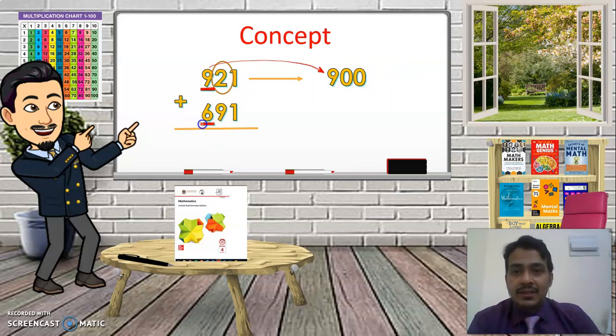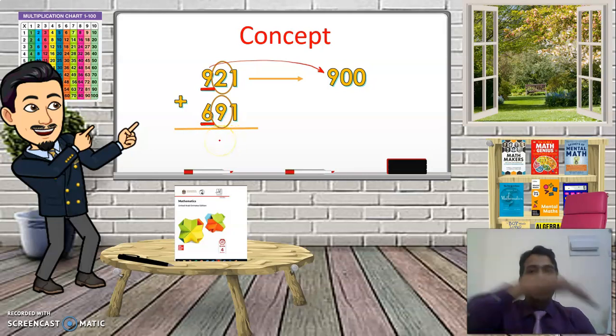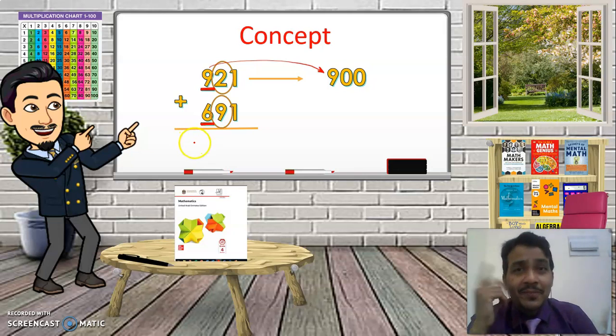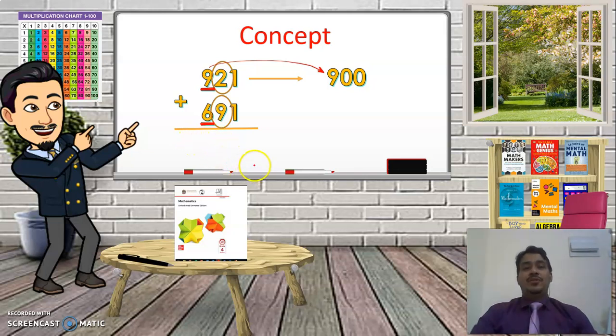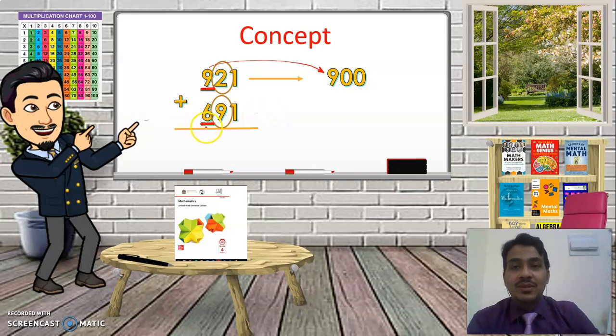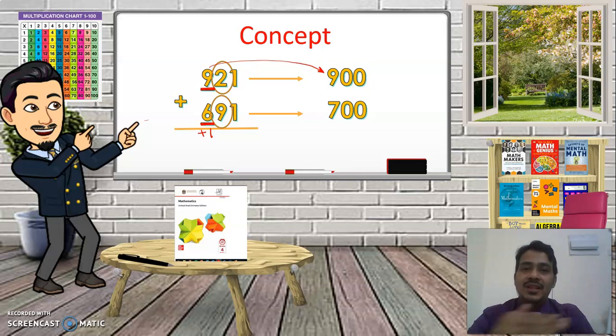Check this number. The rounding number is 6. Check the number to the right. It is 9. If it is 9, does the car go forward or backward? Remember, the car goes forward. Yes, if the car goes forward, we do plus 1 to the rounding number. So 6 becomes 7. And to the right, we put all zeros. Okay.